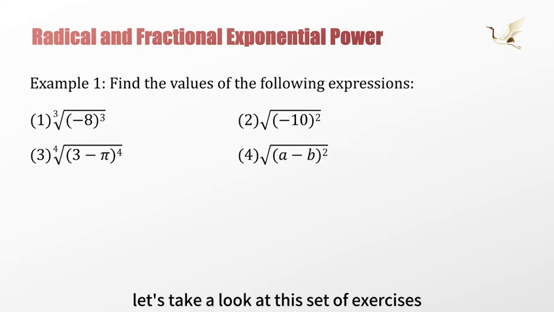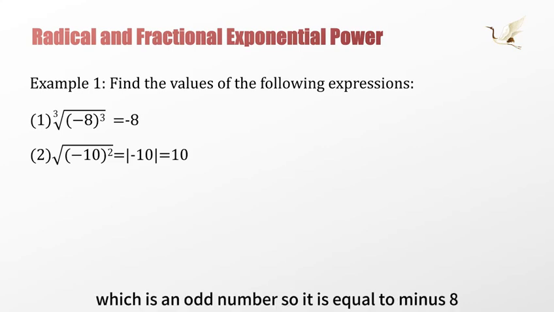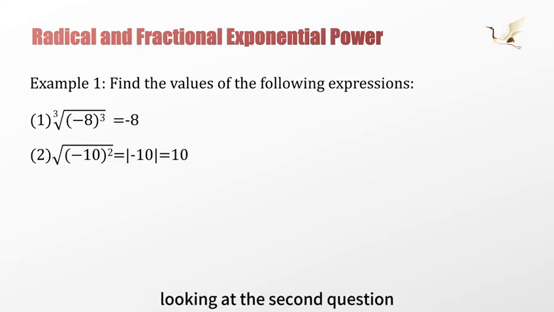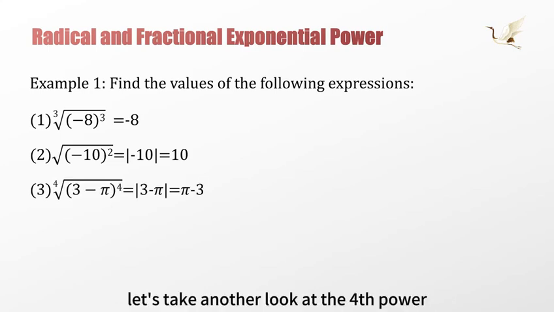Let's take a look at this set of exercises. Please first look at the root exponent, whether it is odd or even, and then choose our calculation method. The root exponent is 3, which is an odd number, so it is equal to -8. Looking at the second question, the square root of -10 squared should be the absolute value of -10, equal to 10. Let's take another look at the fourth root of the fourth power of 3 minus a fraction.